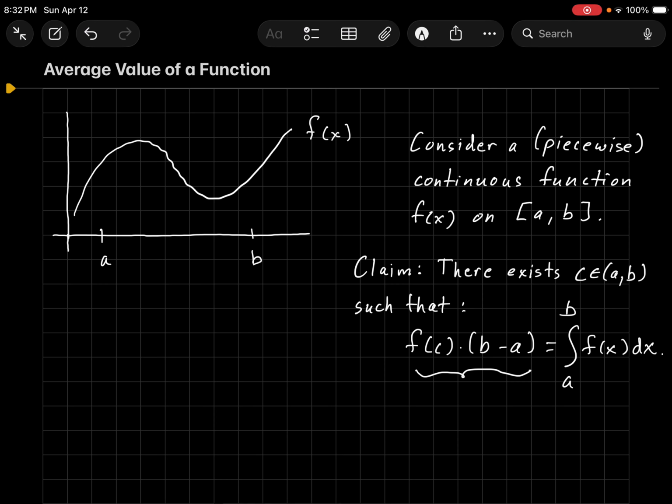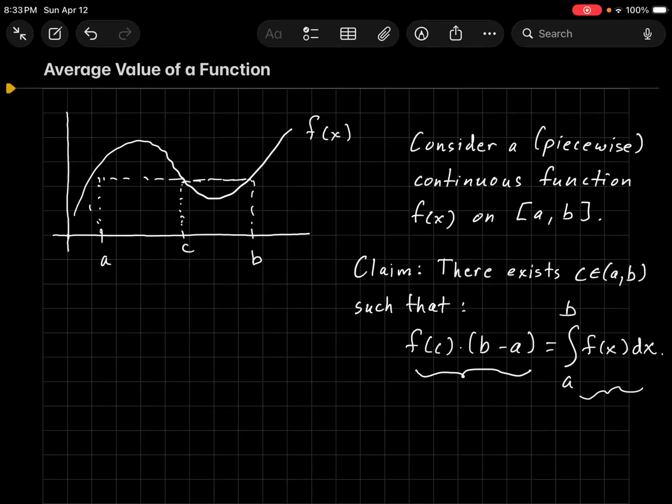Looking at the left side, we see that f of c times b minus a is really like f times delta x. So the claim is that there is a single rectangle, and I'm going to pick a c value somewhere around here, maybe like this. I'll hand draw it, such that if I find the height there and draw this rectangle, then the area of that rectangle is equal to the area under the curve of f of x on the interval a to b.